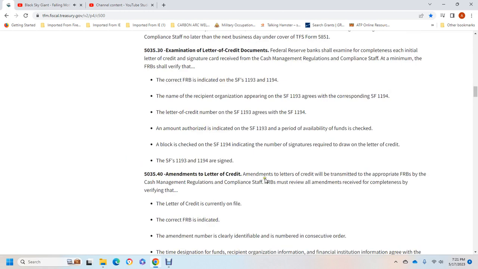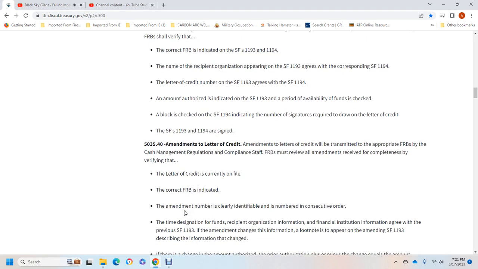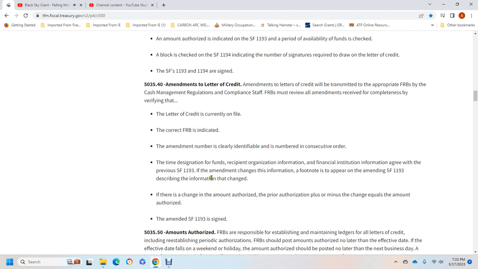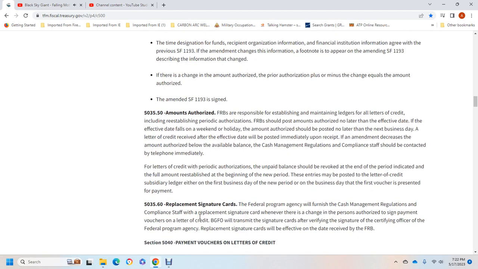503540, amendments to letter of credit. Amendments to the letter of credit are transmitted to the appropriate Federal Reserve Bank by the cash management regulation compliance staff. The Federal Reserve Bank must review all amendments received for completeness and verify that the letter of credit is currently on file. The Federal Reserve Bank has indicated the amendment number to clearly identify the amendments in consecutive order. Time designation, fund recipient organization information, and financial institution information agree with the standard Form 1193. Amendments to change information are footnoted with the period on the 1193 describing the information change. If there is a change in amount authorized, prior authorization plus or minus change equals amount authorized on amendment standard Form 1193.